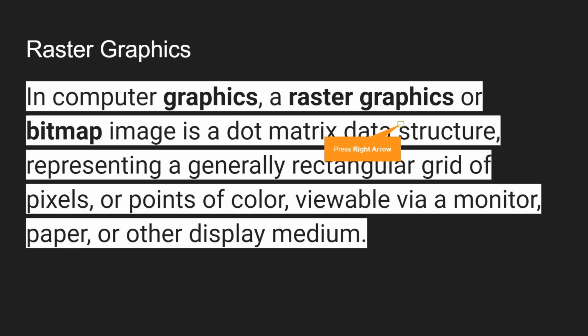Raster graphics are computer graphics. This definition is a little bit lofty, but I'll read it to you and then I will break it down. In computer graphics, a raster graphic or bitmap image is a dot matrix data structure representing a general rectangular grid of pixels or points of color viewable via a monitor, paper, or other display medium. What this means is that all pictures that you see on the internet or printed out are made out of little dots called pixels. And they're different colors placed very closely together to create the overall image that you see.